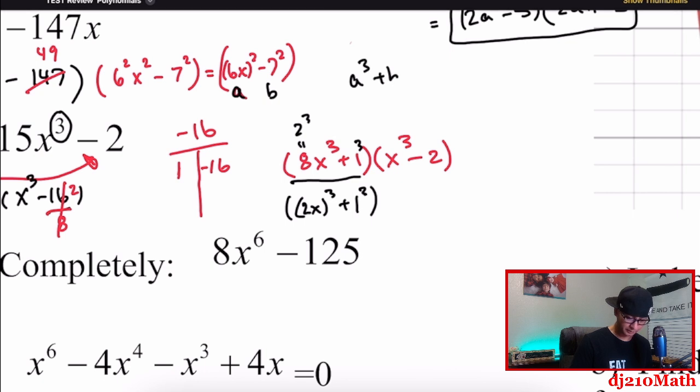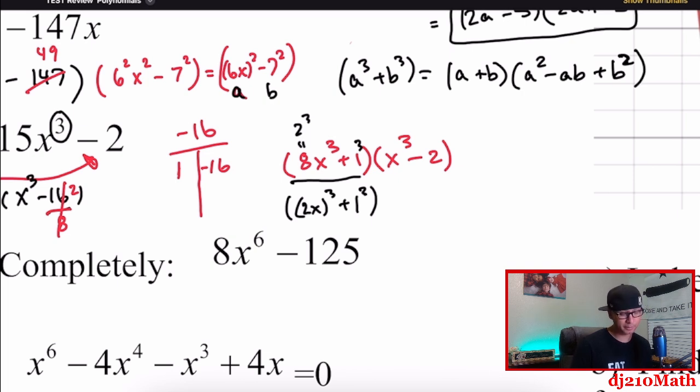A cubed plus b cubed can be rewritten as (a plus b)(a squared minus ab plus b squared). The way I remember this is plus, minus, plus. That's a sum of cubes: plus, minus, plus. That's the pattern. And then a, b, a squared, ab, b squared.